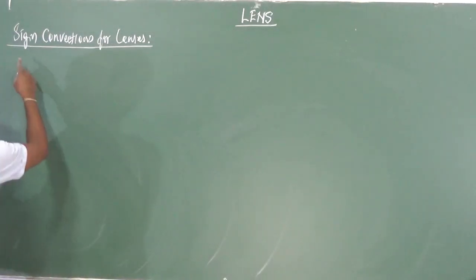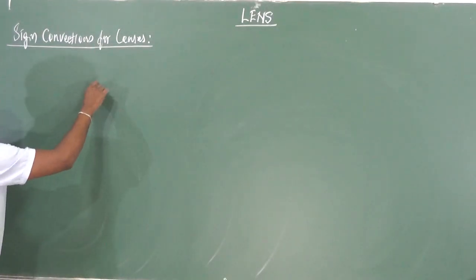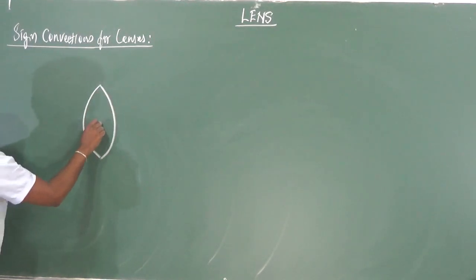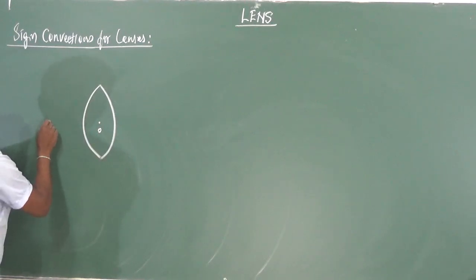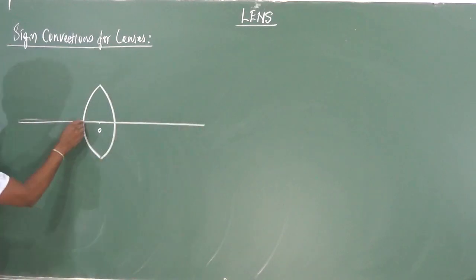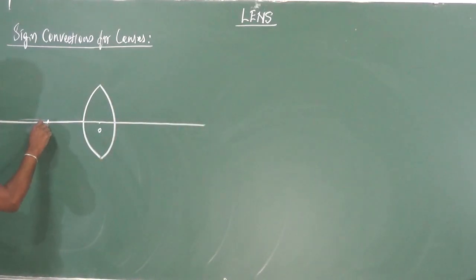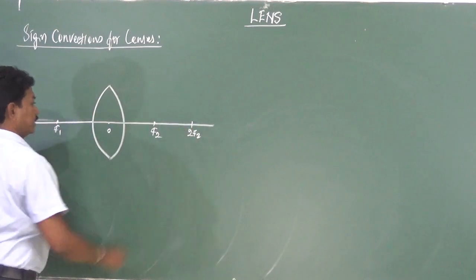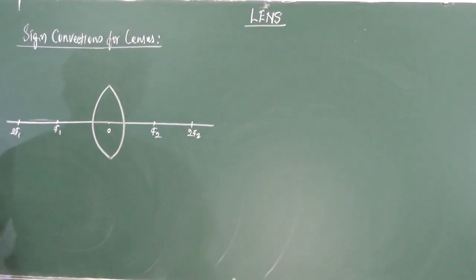To learn the sign convention for lenses, let us take the help of a convex lens. This is the optic center. These are the centers of curvature; we will join the centers of curvature. This is F1 and this is 2F1. This is F2 and this is 2F2. Now this is a convex lens. For example, I have kept the object here at this point. Let us call the object AB.